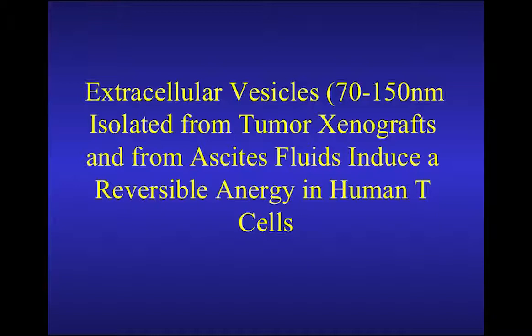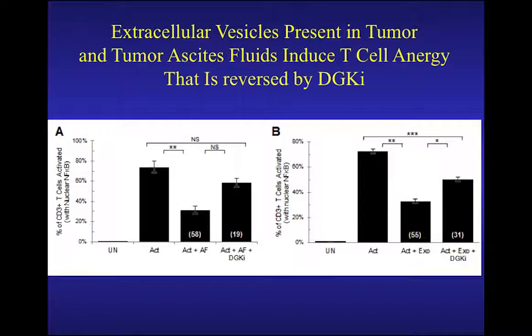I haven't got time to go on with this. This is a manuscript that has been submitted. If you're interested in more about this, we can talk about it, but here's an example. Here's just with ascites fluid, the tumor ascites fluid, whether it's from the patient or whether it's from the xenograft, will suppress the activation. And here are the extracellular vesicles derived from that ascites fluid, which has shown that you can shut this down. And interestingly, we can reverse the arrest with diacylglycerol kinase inhibitors, both here and partially reverse it here.